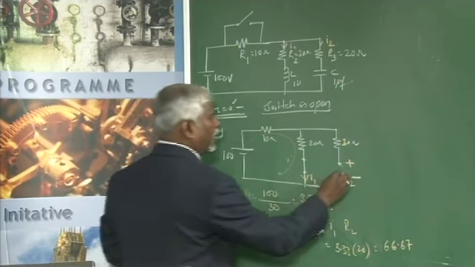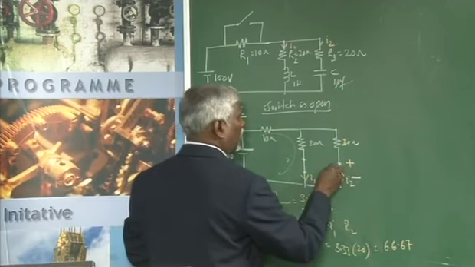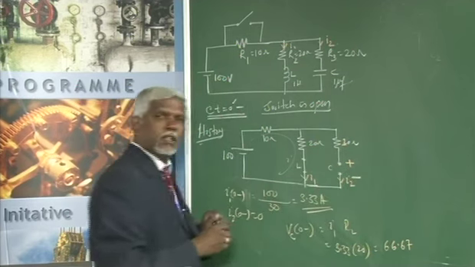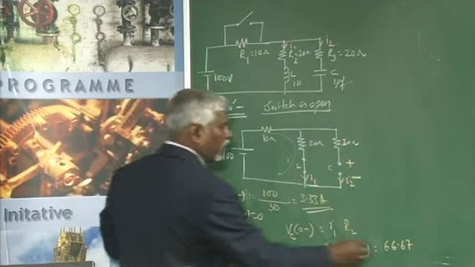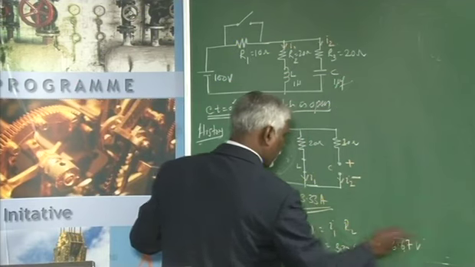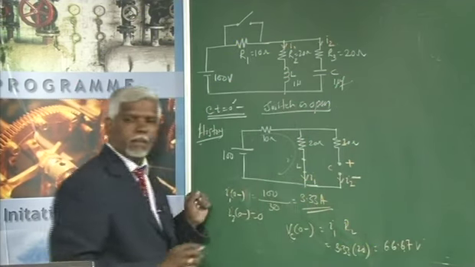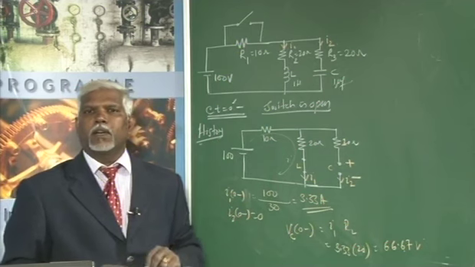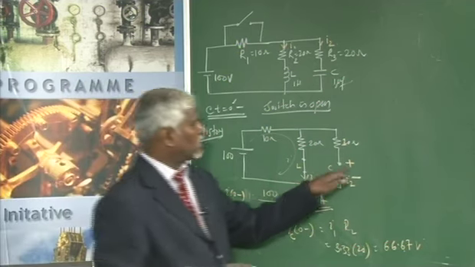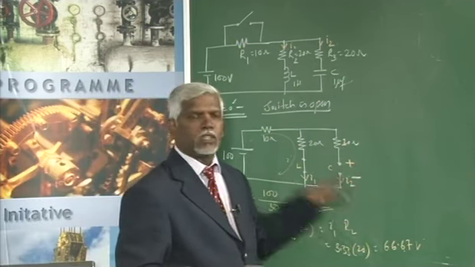This will be having a negative polarity. So, this is your capacitor C, this is your inductor L. Voltage across your capacitor will be 66.67 volts with polarity as indicated. So, that is how we get 66.67 volts with the polarities indicated as shown.